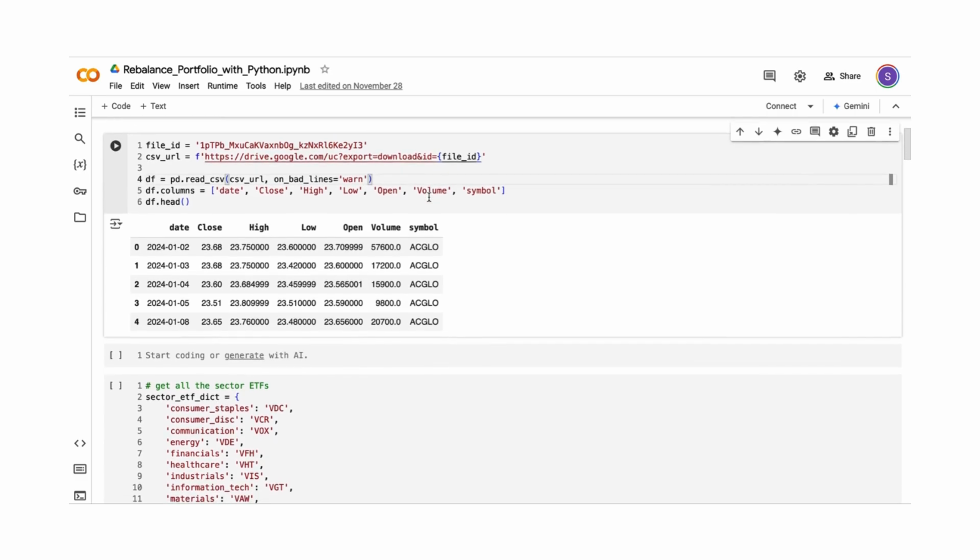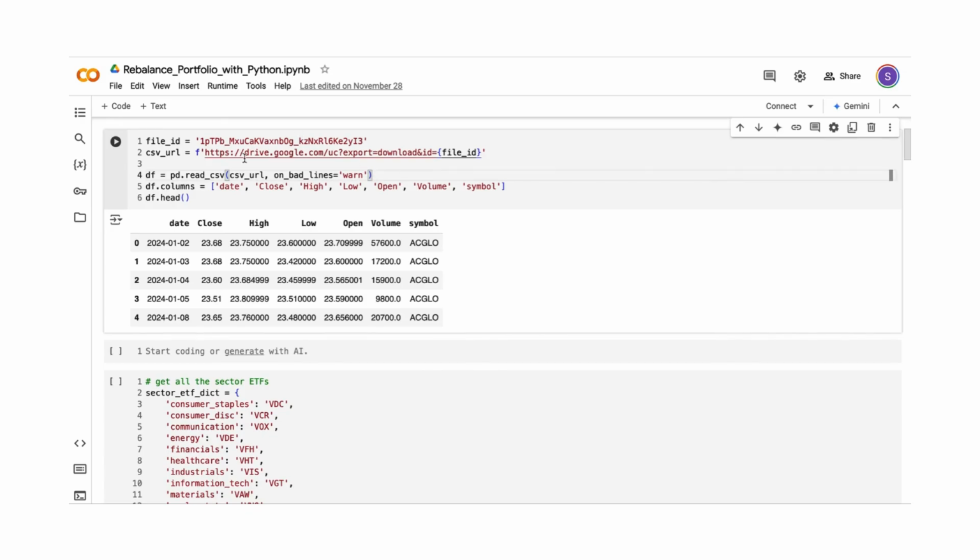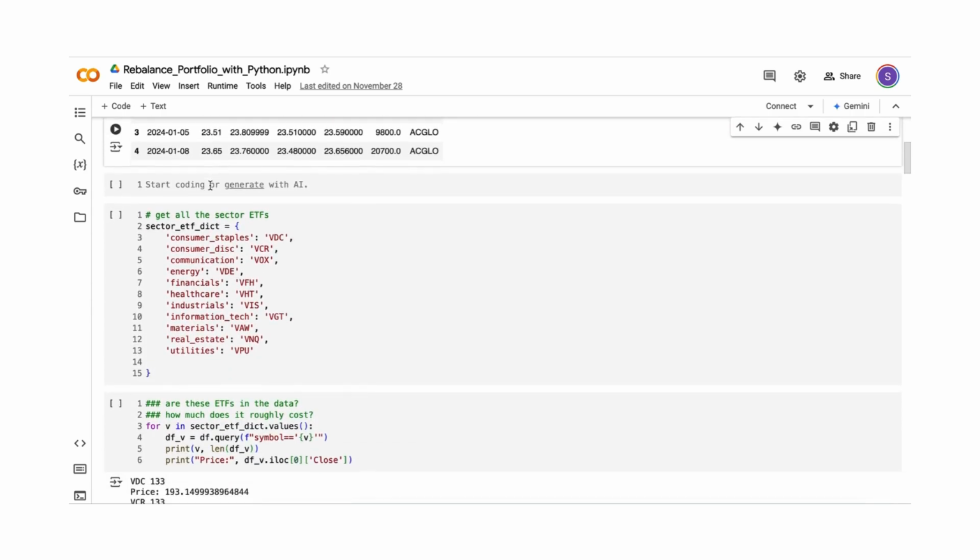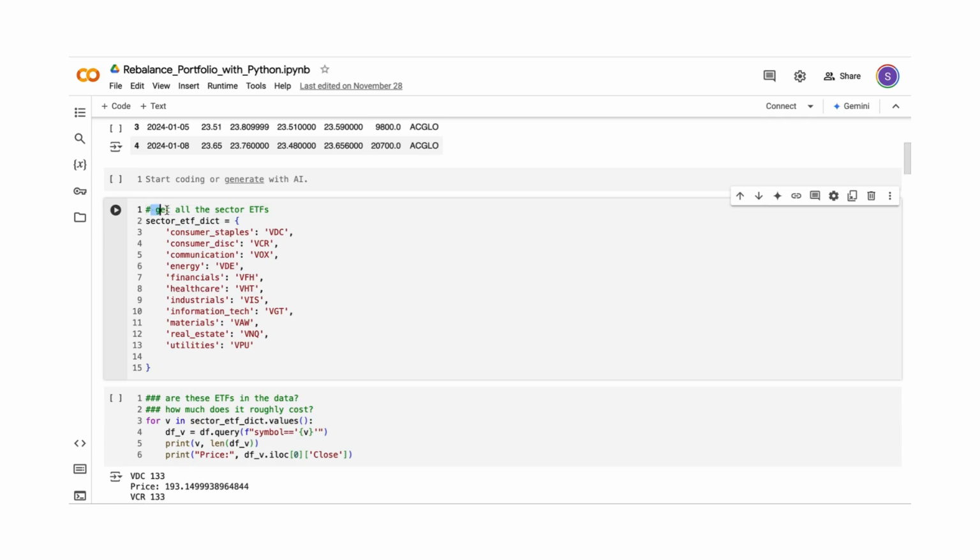So we download the data, which consists of the high, low, open, and close for each of the stock symbols, for over 500 stock symbols. Now we look at the sector ETFs. These are all the sector ETFs that I gathered from Vanguard's website. This includes consumer staples, consumer discretionaries, communications, energy, financials, healthcare, industrial, and so on.